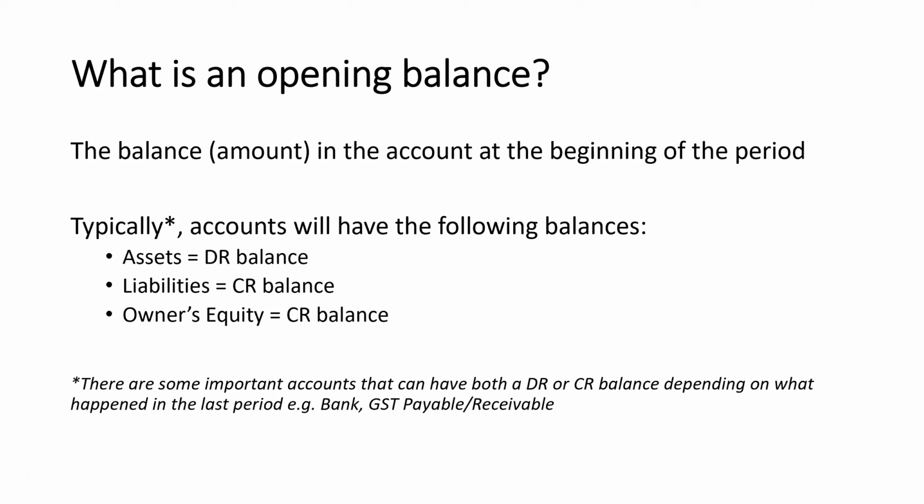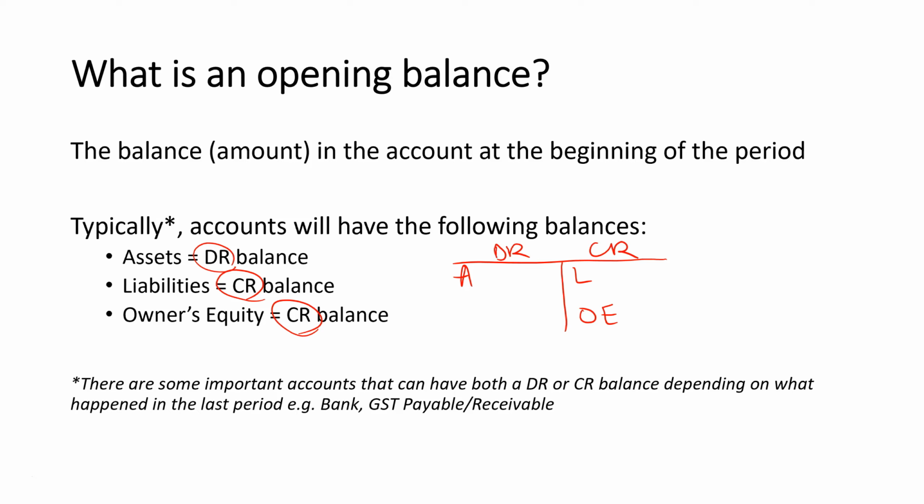Assets are going to have a debit balance, liabilities will have a credit balance, and owner's equity will have a credit balance. This is because we're applying our accounting equation. It also looks really similar to where they sit in the balance sheet. So if we think about the balance sheet and the general ledger, we can actually think about this side being debit and this side being credit.